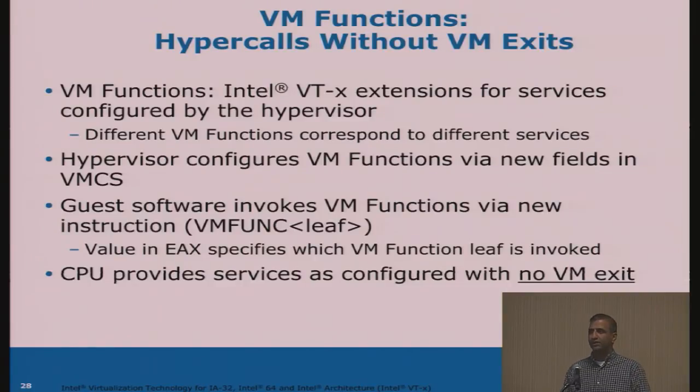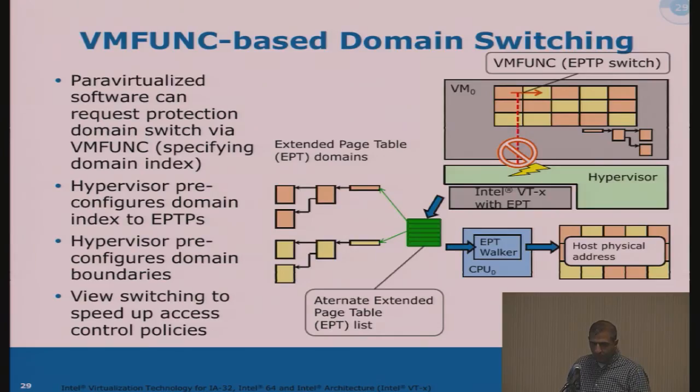So the security model is still under the control of the root hypervisor, and the CPU provides that service without a VM exit as long as that contract is observed, right? If there's some invalid execution of the VM function, the model is to exit out into the hypervisor. So let's see what the VM function based domain switching looks like.